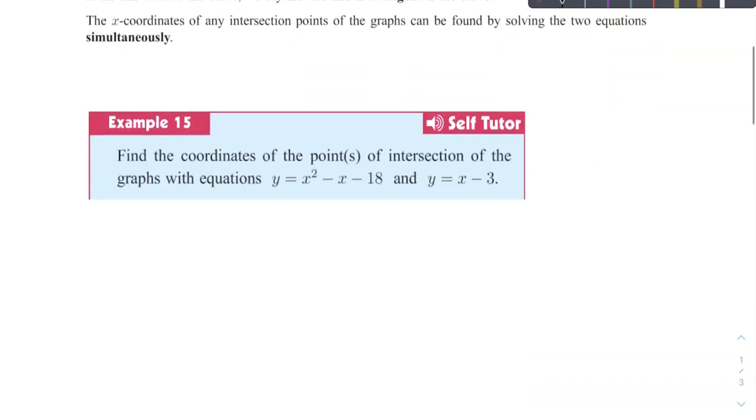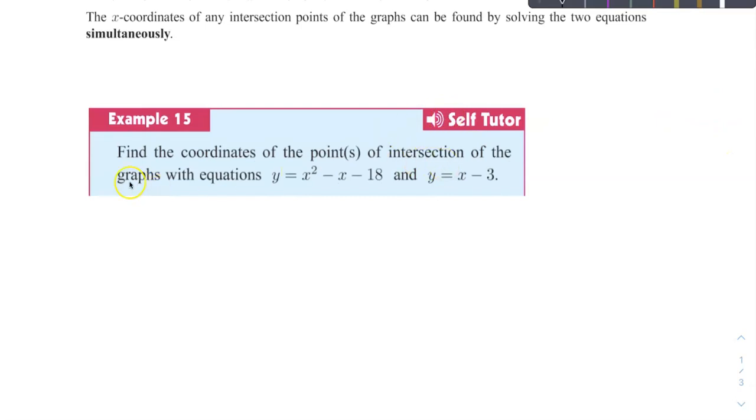So let's do our first example. Find the coordinates of the point of intersection of the graphs with the given equations. So how do we set this? Well, we want to find where they intersect, so we're just going to set them equal to each other. So we're going to substitute this in for there. We get x minus 3 equals x squared minus 8x minus 18.